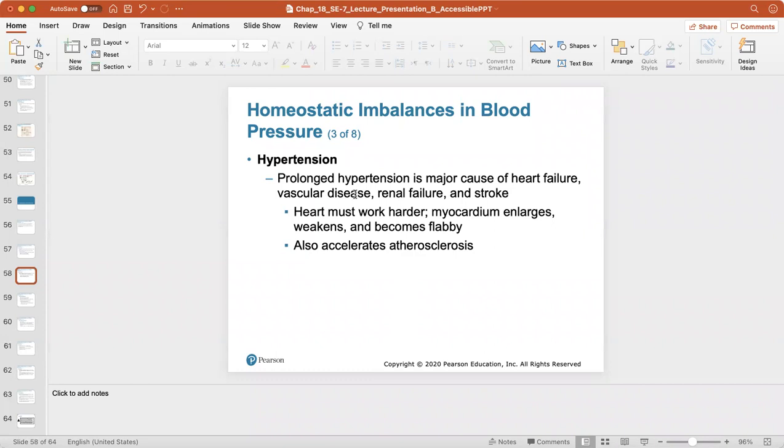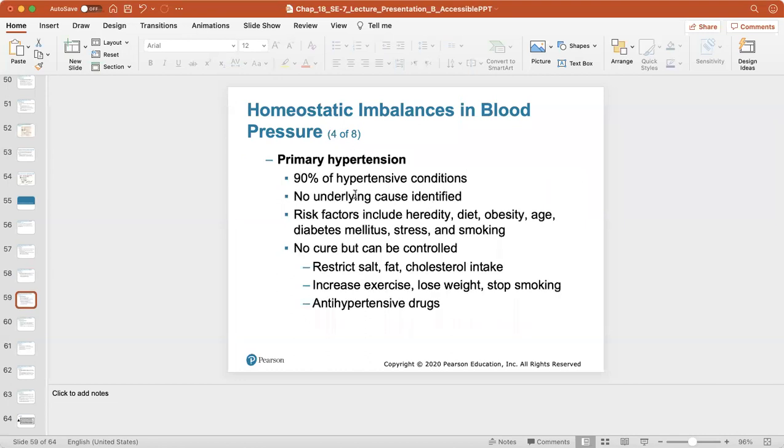Prolonged hypertension. Why is high blood pressure bad? Well, if you have high blood pressure and it's prolonged, it's a major cause of heart failure, because your heart is working harder than it needs to in order to pump out against all this blood pressure that it has to resist. It also causes vascular disease, renal failure, and stroke. The myocardium of the heart will enlarge, weaken, and become flabby, and it can also accelerate atherosclerosis.